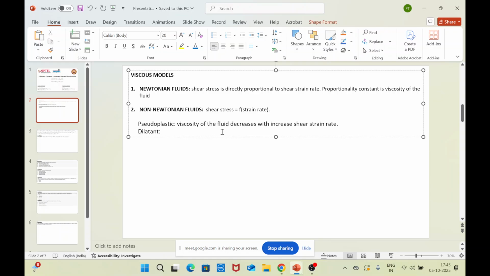Whereas in case of the dilatant fluids, it is exactly the opposite. Over there, the viscosity of the fluid increases with increase in shear strain rate. So this is the difference, or you can say this is the classification of non-Newtonian fluids. Apart from that, you also have something called a Bingham plastic.